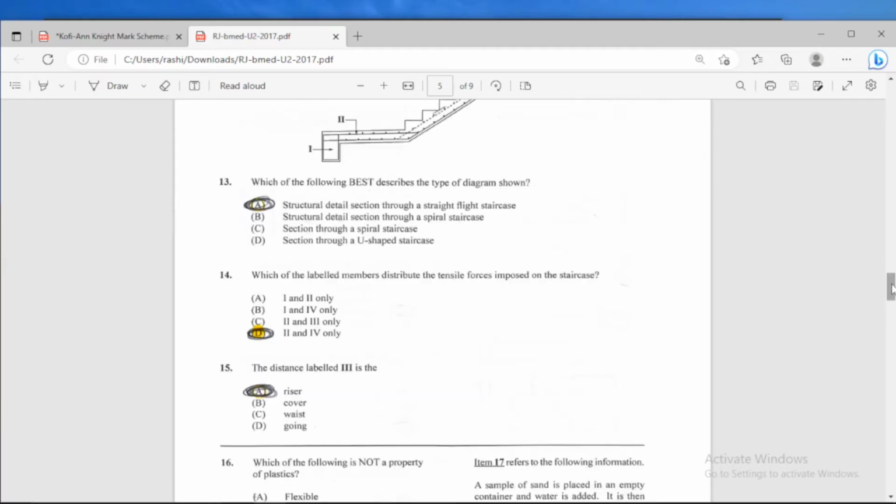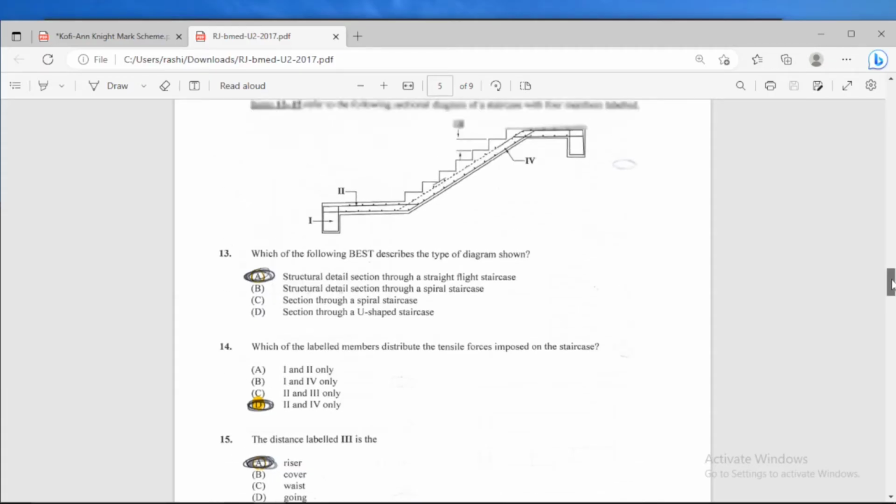So we move on. Number 14 here says, which of the labeled members distribute the tensile forces imposed on the staircase? Is it 1 and 2 only? Is it 1 and 4 only? Is it 2 and 3 only? Or is it 2 and 4 only?